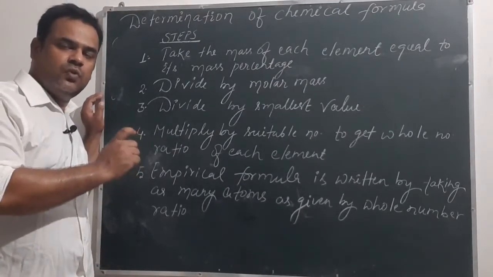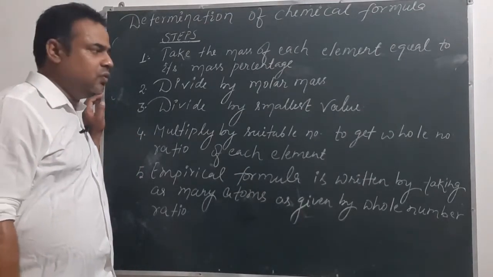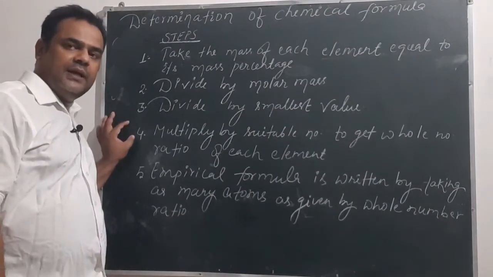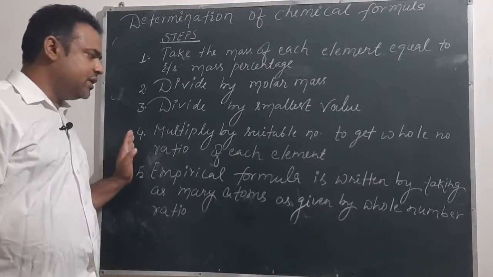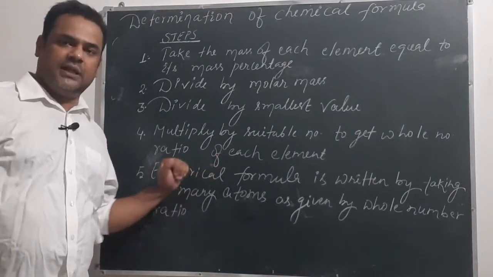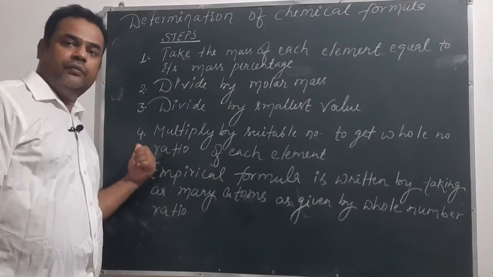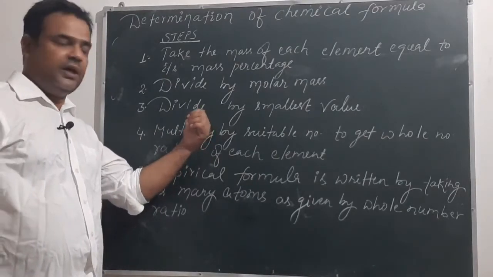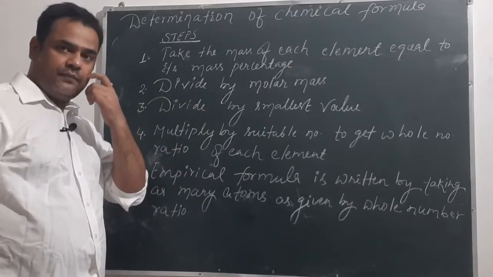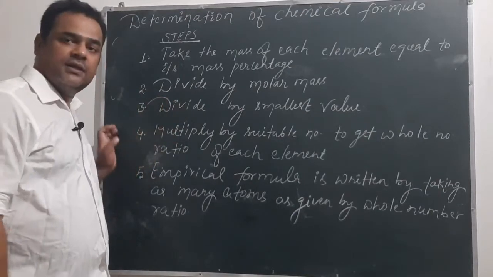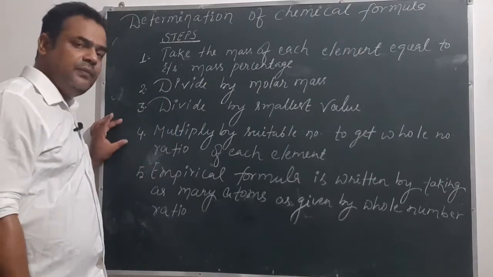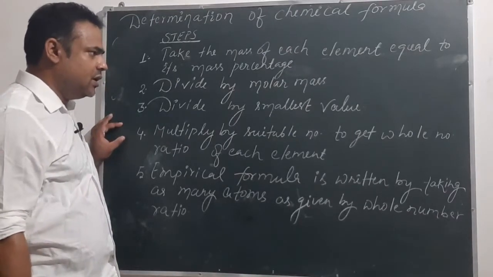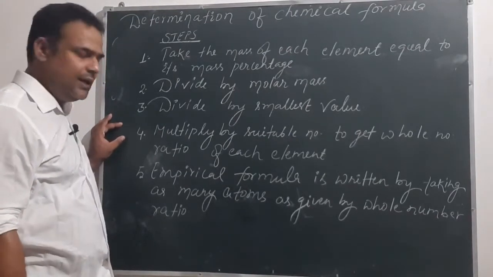We divide the moles of all the elements by the smallest mole value we get. After that, we multiply with suitable numbers to get a whole number ratio of each element. This step is followed only when we do not get integer values in the previous step. If we get non-integer values, that is, fractions, then we have to multiply all the values with a suitable number so that we get a whole number ratio of each element.